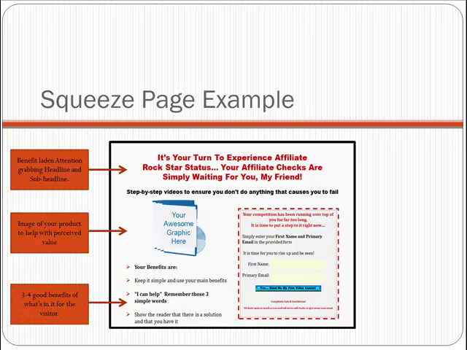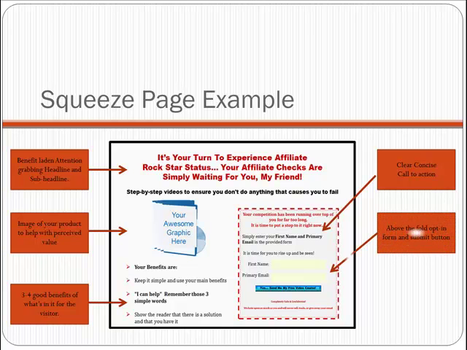We've got three to four good benefits of what's in it for the visitor. We've got a clear, concise call to action. We're telling them what to do, and these aren't the best on this page here, but we're just showing you how to lay it out. We've got the above the fold opt-in form and the submit button, so they clearly can see where they go. Everything that you're seeing right here would be on the screen when they first come to your site. It's all above the fold.